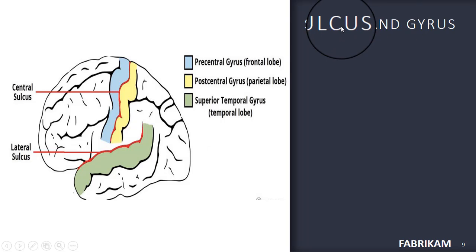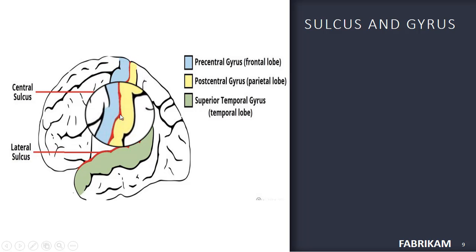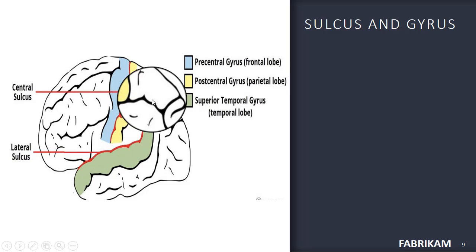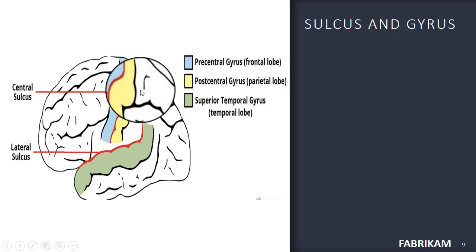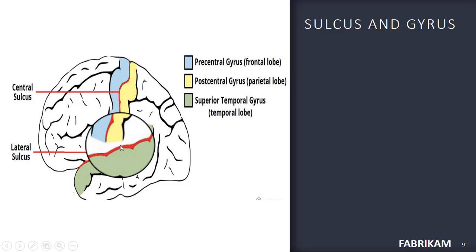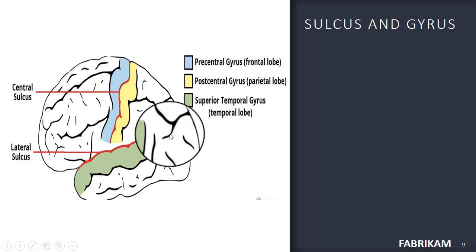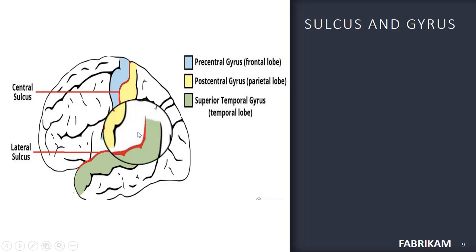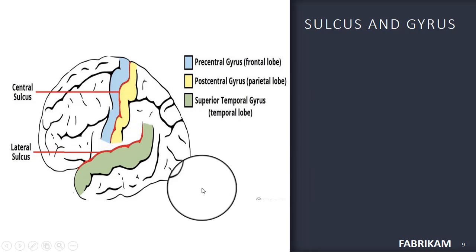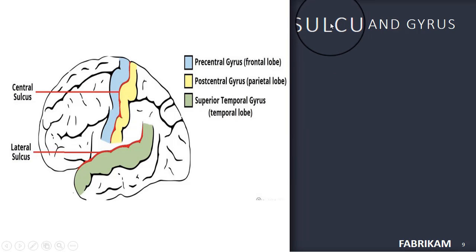First of all, we'll talk about the central sulcus. The central sulcus is a groove separating the frontal and the parietal lobes. We'll also discuss the lobes of the cerebrum very soon. Now the lateral sulcus is a groove separating the frontal and the parietal lobes from the temporal lobe. And the third sulcus, the lunate sulcus, is located in the occipital cortex, as I have told you earlier.